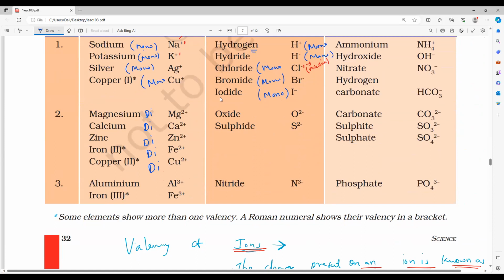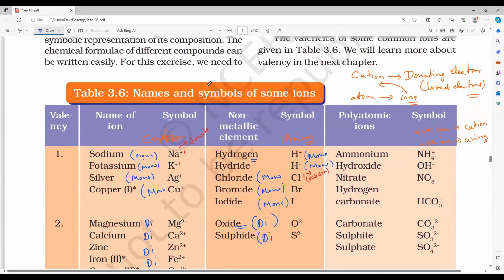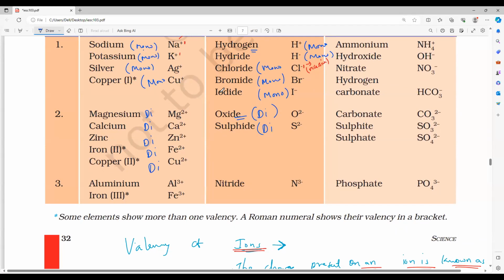Next, dioxide. See that oxygen needs 2 electrons, so it will turn into oxide. Is it divalent or monovalent? Divalent. Sulfide, divalent. Next, you can see here also, divalent. Over.